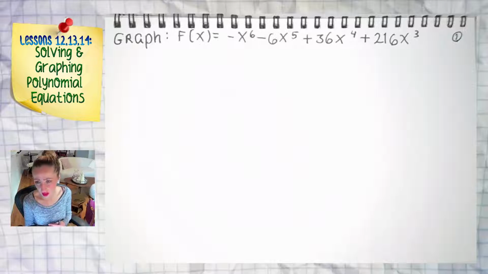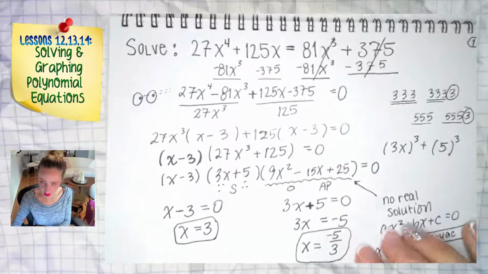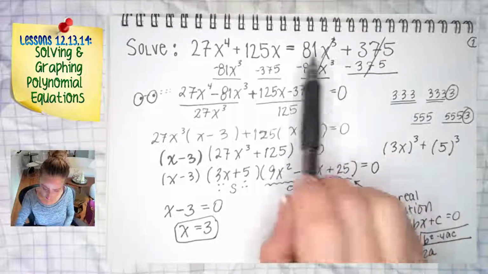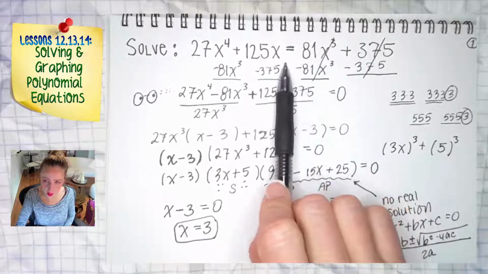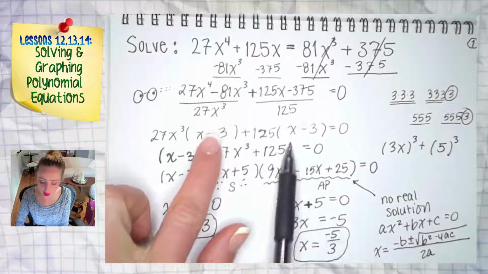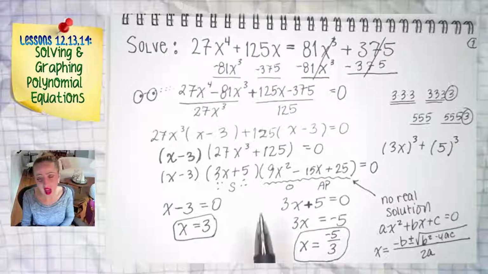So I did it, and I got the answers, but I did it differently because of the order when I subtracted the 81x to the third and stuff. You put them in a different order, maybe? Yeah. So when you did grouping, it started off looking different, but you finished the same. That's fine. That happens.